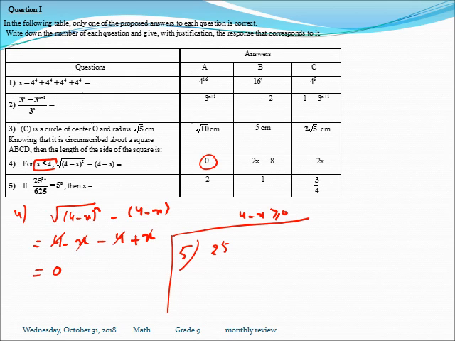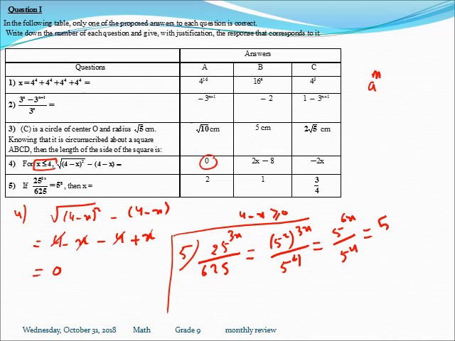Number 5. 25^(3x) over 625 equals 5^8. 25 is 5 square, all power 3x, over 625, which is 5^4. Equal to 5^(6x) over 5^4. It is in the form of a^m over a^n equal a^(m minus n). So it is 5^(6x minus 4), which equals 5^8.